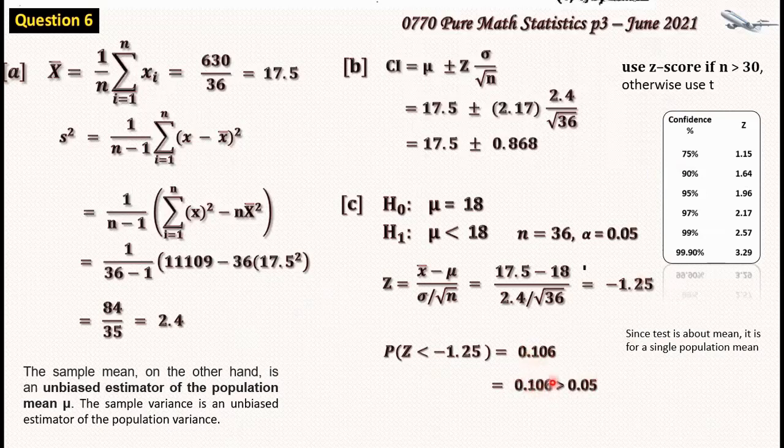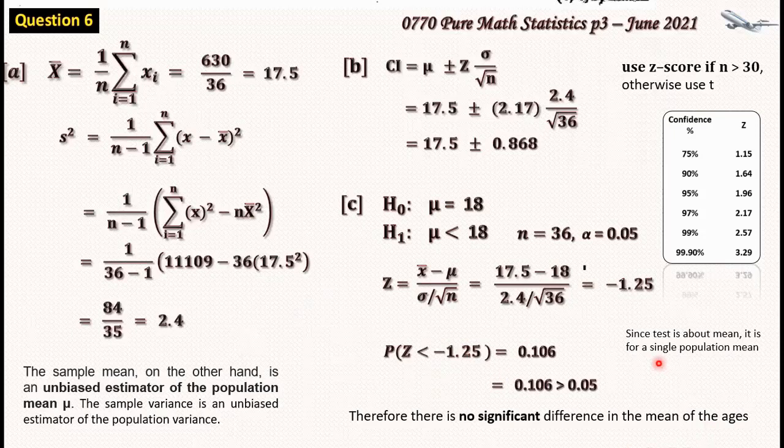So whenever the value is greater than 0.05, it means that there is an insignificant difference. So we are going to reject the alternative and accept the null. So there is an insignificant difference. So we accept H0. So the mean has not changed. The mean is 18.